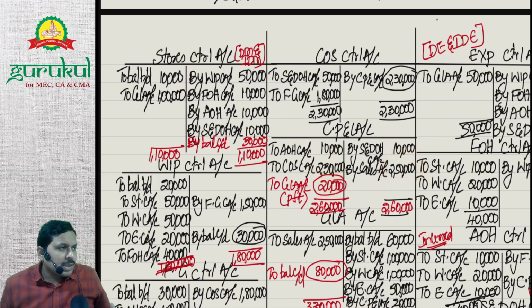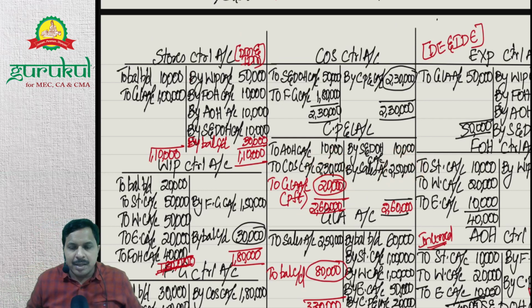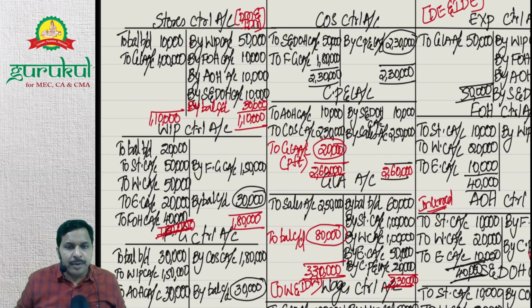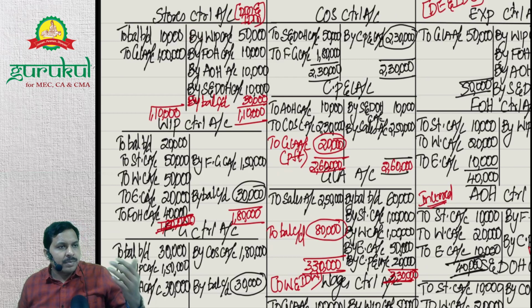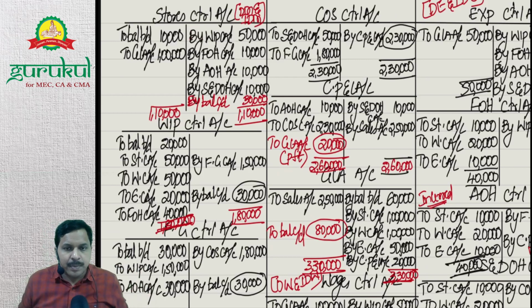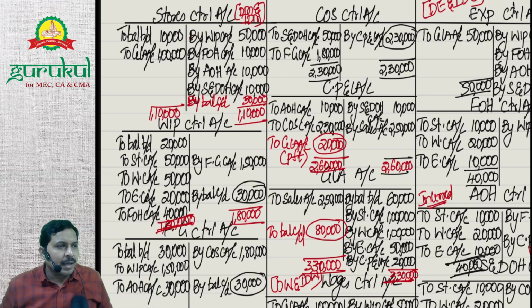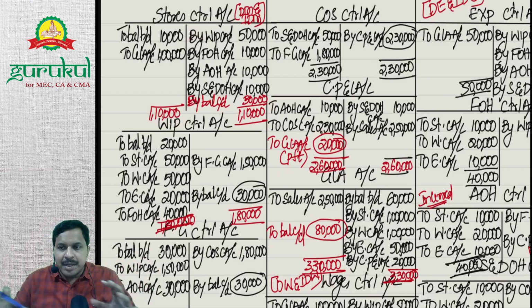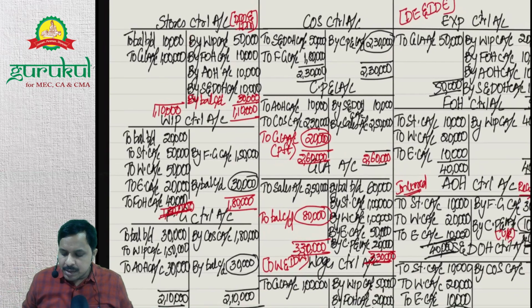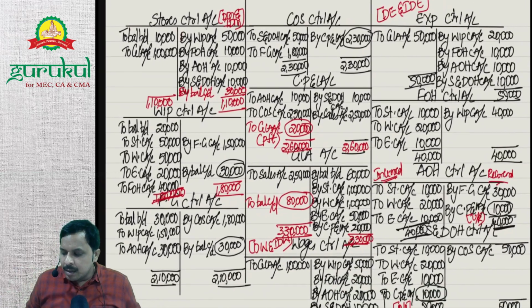The same cost sheet we have represented in the form of accounts. So you can say the sum of work in progress account plus finished goods account plus cost of sales account plus costing P&L account is equal to the cost sheet. That representation is what we have done till now.